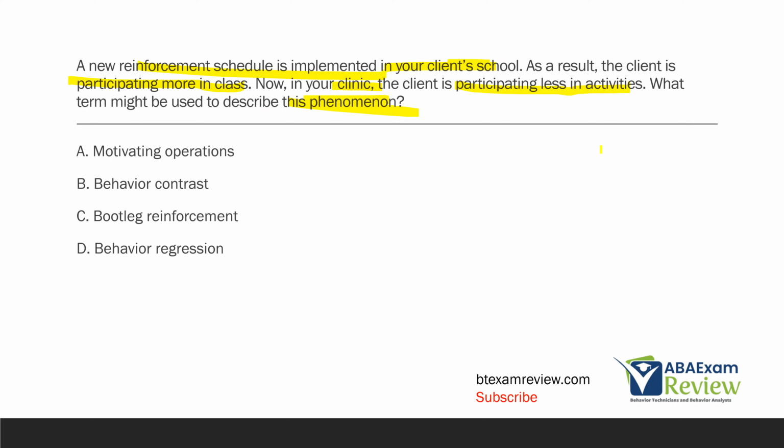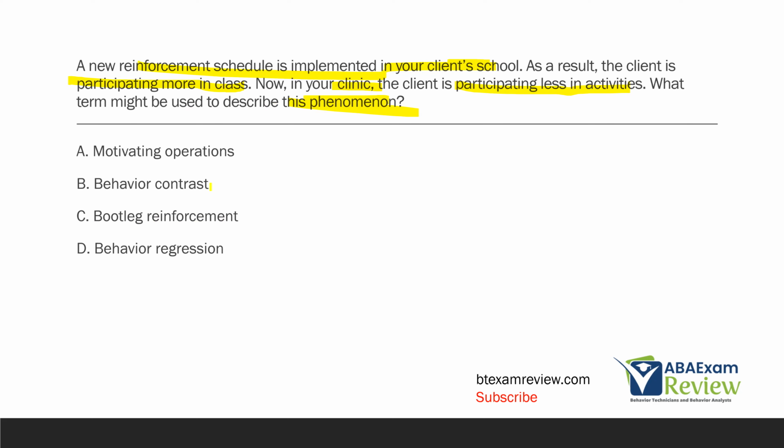A, motivating operations. Could motivating operations be in play here? Sure. This is not the phenomenon, though. Motivating operations does not describe why behavior increases in one setting and decreases in another, or vice versa. What we're looking at is B, behavior contrast. Behavior is contrasting from the clinic to the class. And why might that occur? Well, because the reinforcement schedule changed in the school, it might have not changed in the clinic.